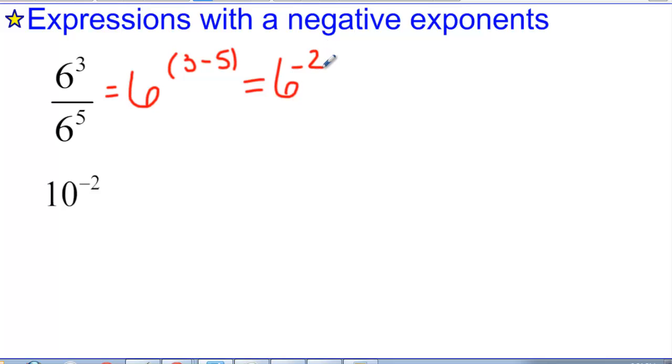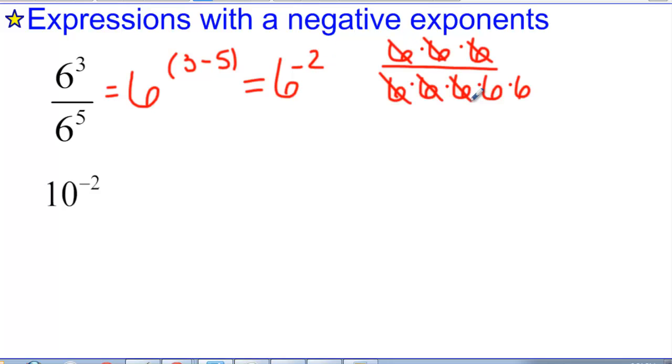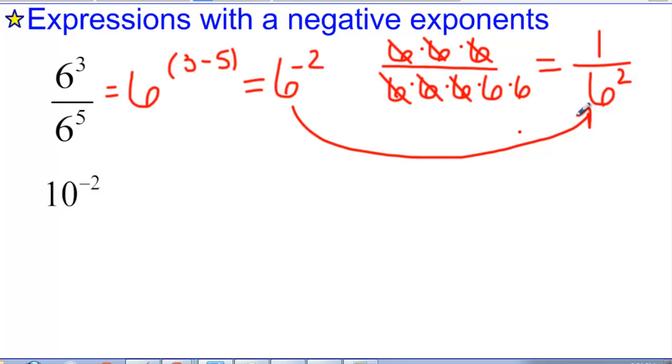However, you could also think of our expansion again and notice that this would be equal to 1 because all the 6's at the top canceled out, became 1 over 6 to the second power. So again, that leads me to believe that these two things would be equal to each other. It looks like 6 to the negative second power is the same as 1 over 6 to the second power. So we could say that 6 to the negative second power is equal to the reciprocal of 6 to the second power.